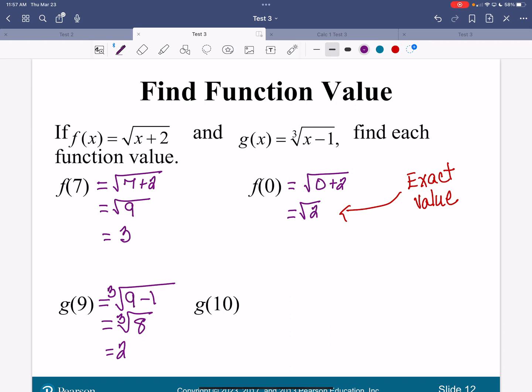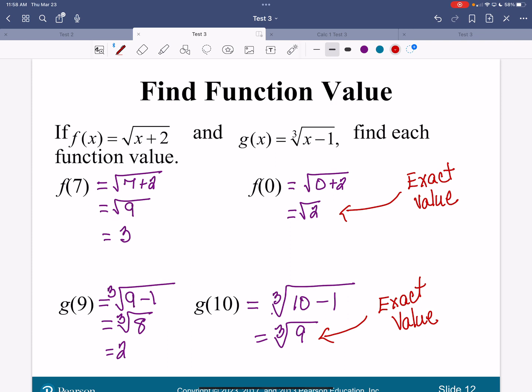Okay. The last one, I'm plugging 10 into G. I'm going to the G of x. So I'm going to do the cubed root of 10 minus 1. What's 10 minus 1? 9. If I tried to find the cubed root of 9, I would get a decimal approximation. So I don't do that. I'm going to leave it as an exact value. Okay?